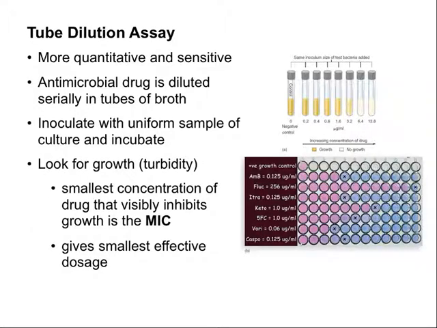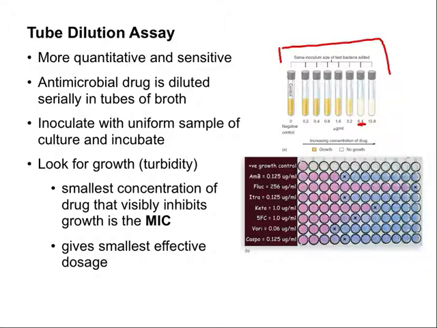The third test we'll look at is a tube dilution assay. This is a more quantitative and sensitive test. Here, the antimicrobial drug is diluted serially in a set of tubes. Then each tube is inoculated with a uniform sample of the culture that we're interested in, and then we incubate it. After the incubation, we simply look for growth or turbidity and see the smallest concentration of the drug that inhibits growth. This is the minimum inhibitory concentration. In this case, this tube here.